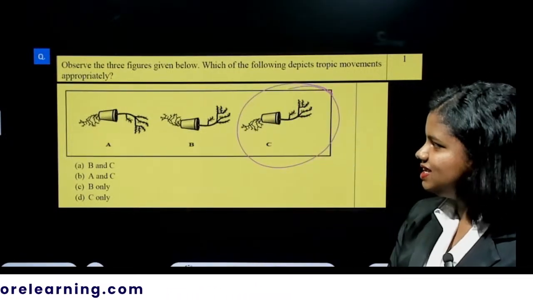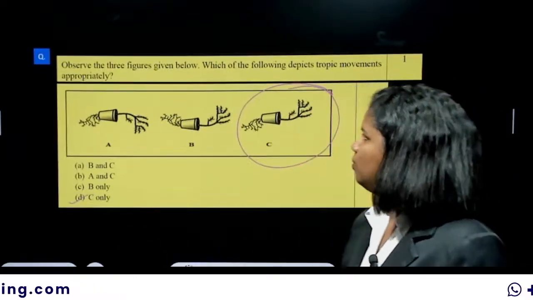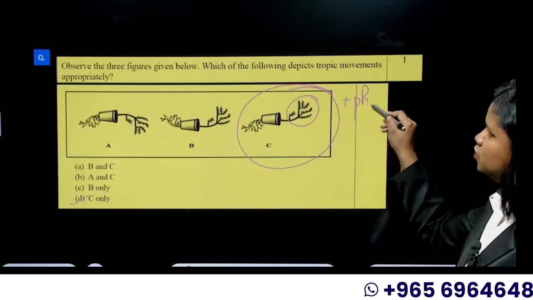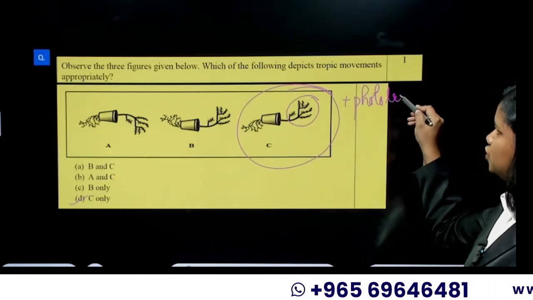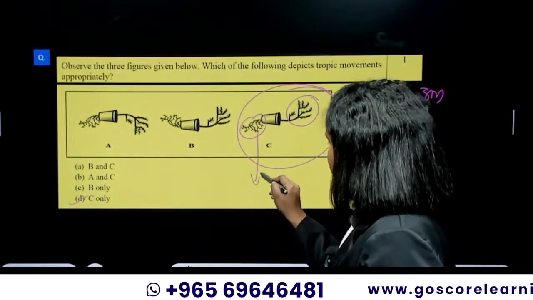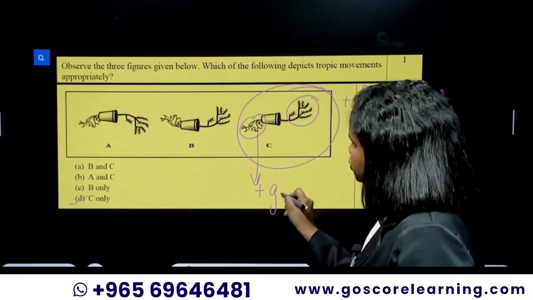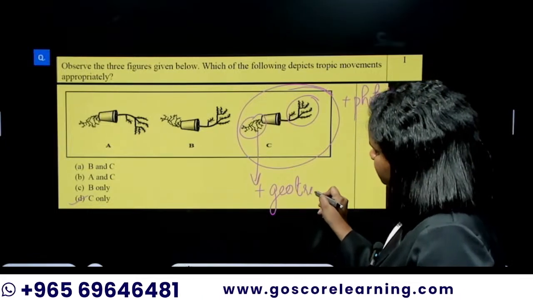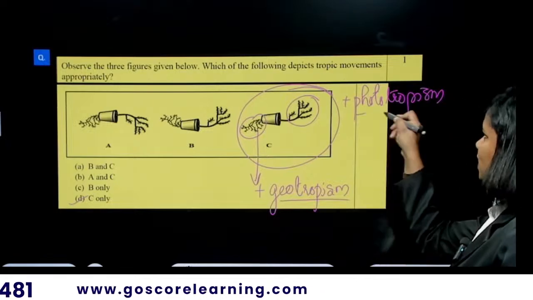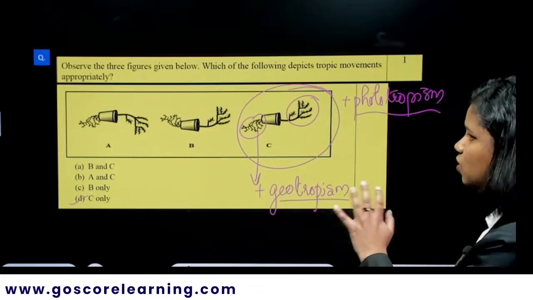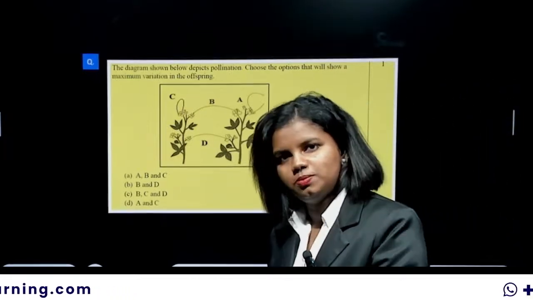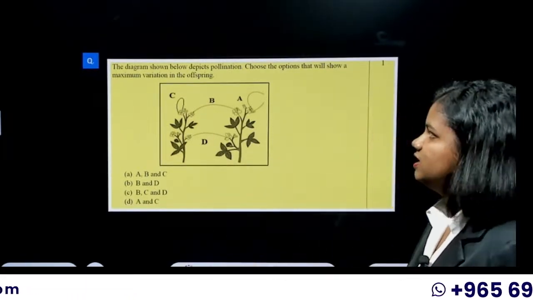This is option C, right? It is C only. Why? Because the stem is showing positive phototropism, and the roots are showing positive geotropism. That's how the stem and root would act all the time, so no matter how you place the pot, that's how it should be. It should be positive phototropism and positive geotropism by stem and root respectively.